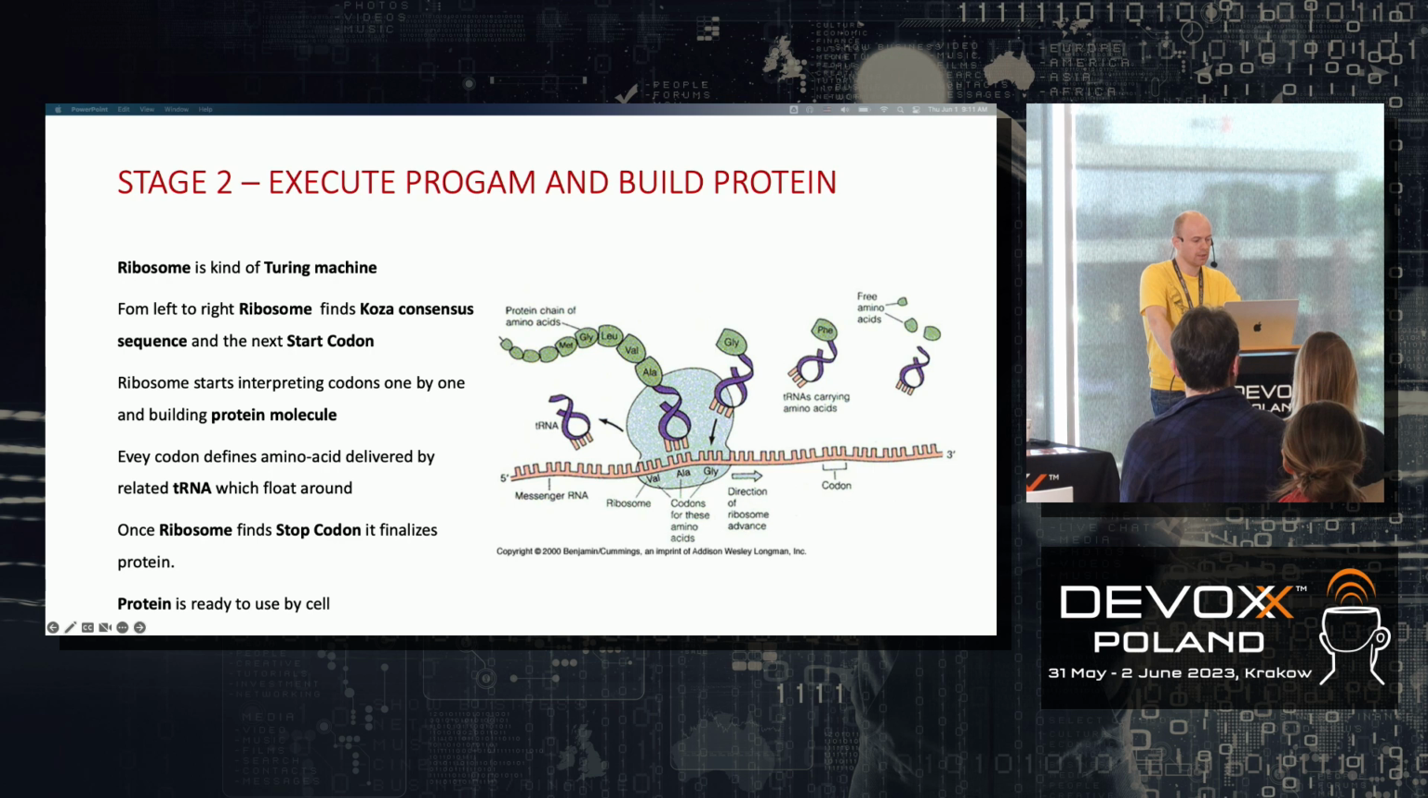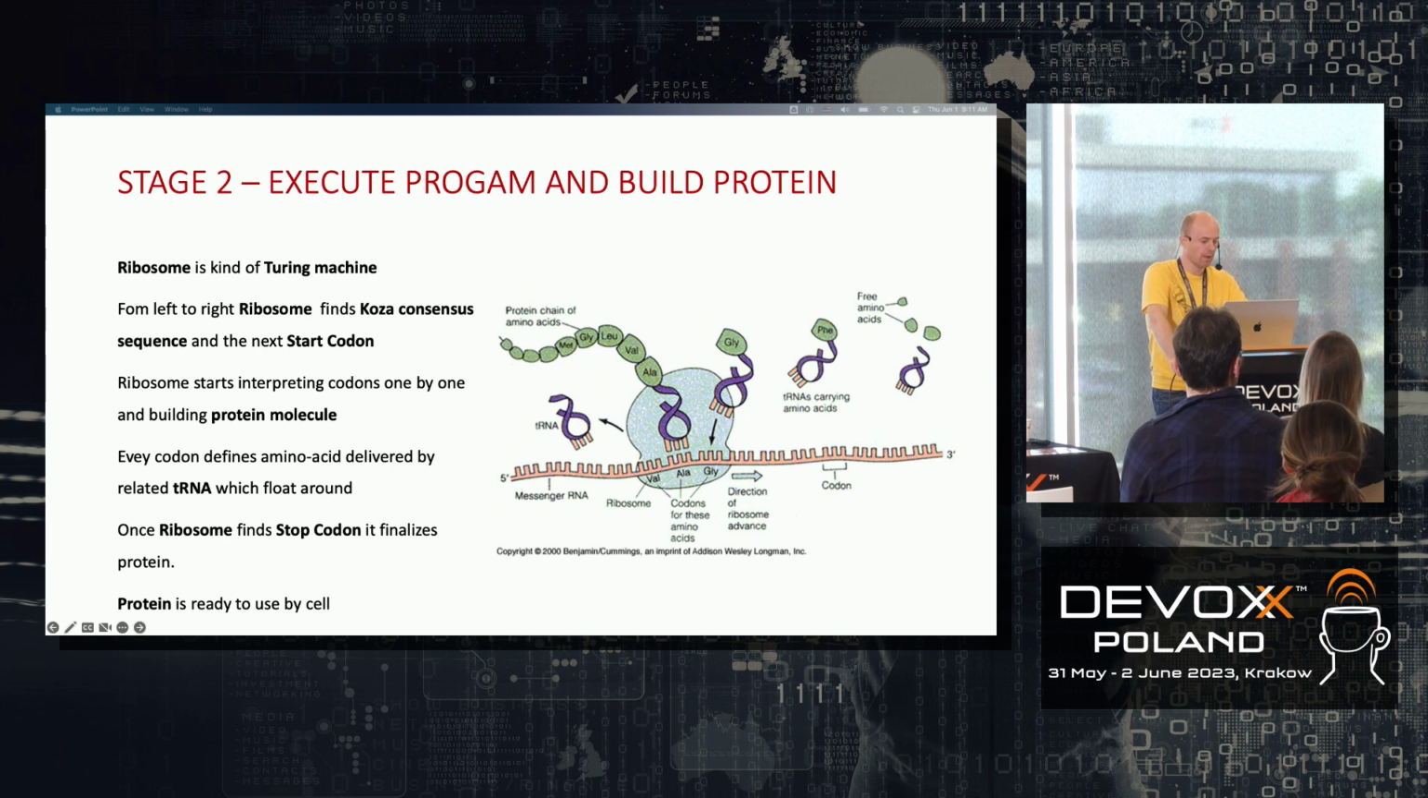And what it does, again from left to right, it does it for every codon in a row. It takes the corresponding amino acid coded by this specific codon, and this amino acid is transferred by another object called tRNA, but it doesn't matter for our discussion. And it just chains them one by one and creates a protein molecule in the same order. And once the ribosome finds another magic byte called the stop codon, it finalizes the process, and the protein is ready to be used by the cell.